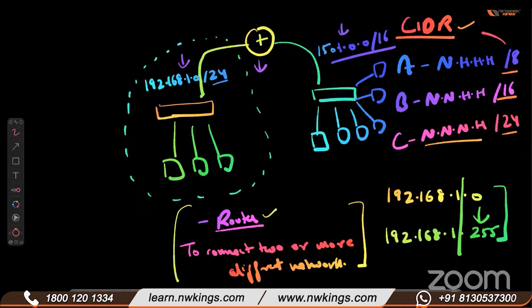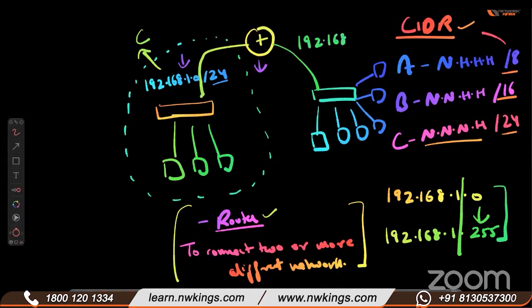Okay, so tell me, if this is class C, which class is this? C class. And this is class B. So class C and B. If we use C class here, is a router required? No, sir. If the network is different, a router is needed, sir.